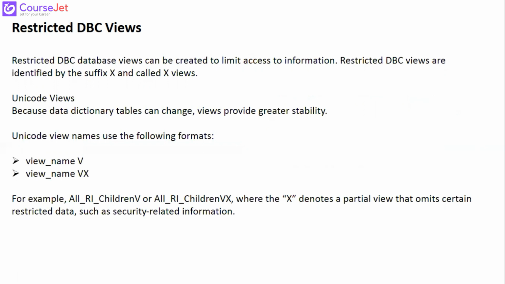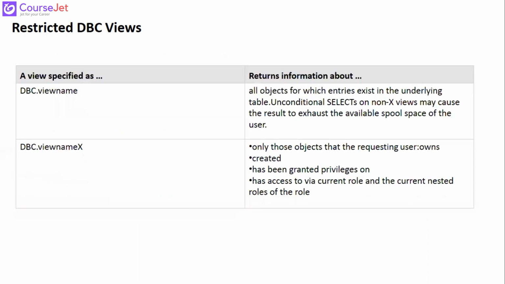Okay, that means X will not show all the columns, or no? What is the purpose of creating X actually? So we have view name V, and VX means... that means it will say you have some 20 columns, it will show only 10 columns like that.